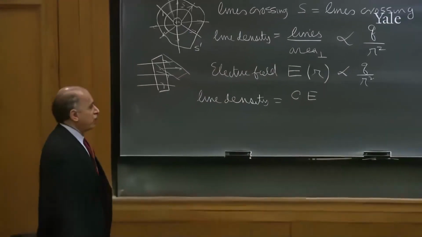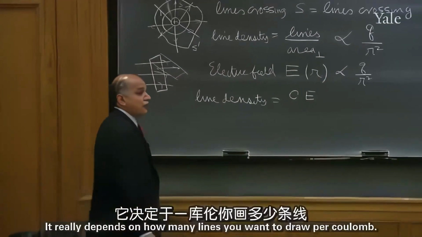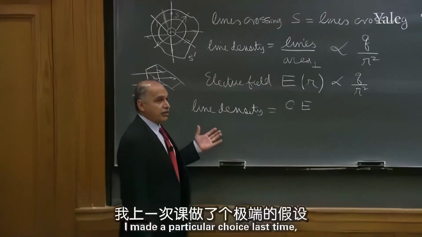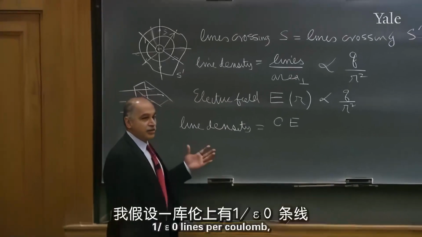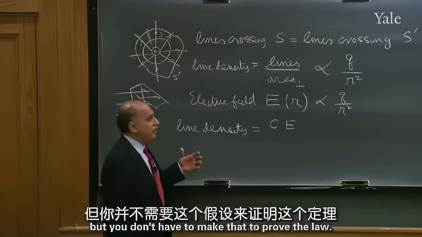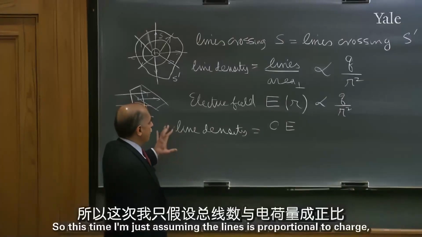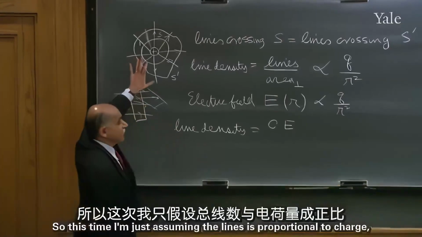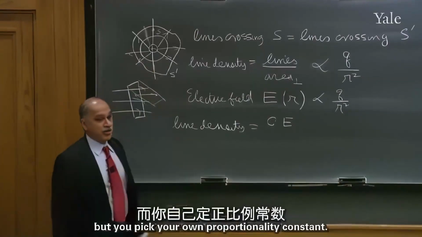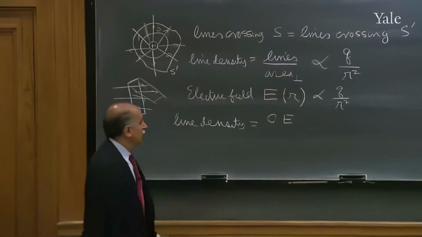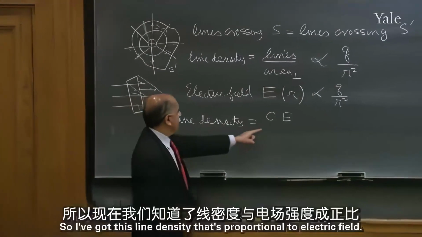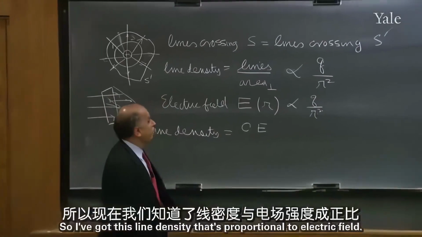C is up to you. It really depends on how many lines you want to drop per Coulomb. I made a particular choice last time, 1 over epsilon 0 lines per Coulomb, but you don't have to make that to prove the law. So this time, I'm just assuming the lines is proportional to charge, but you pick your own proportionality constant. So I've got this line density is proportional to electric field.